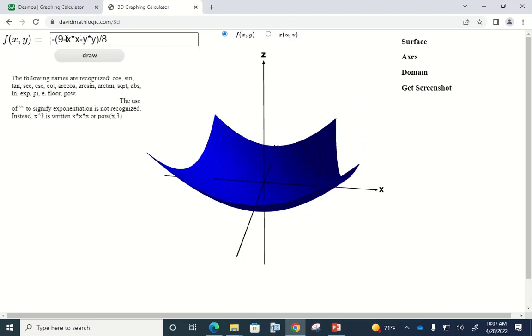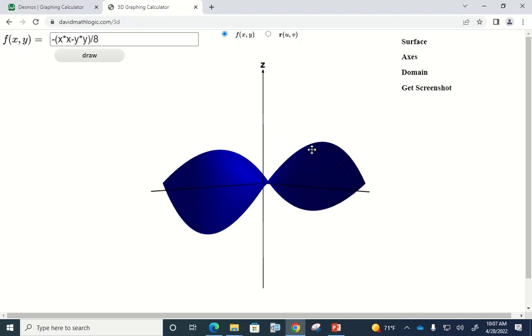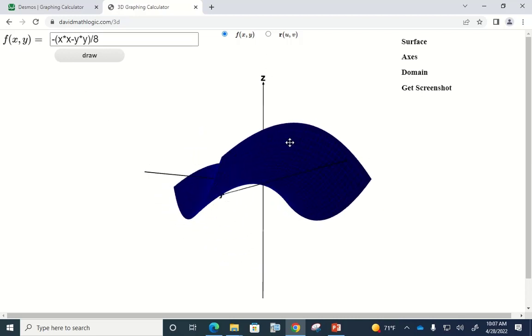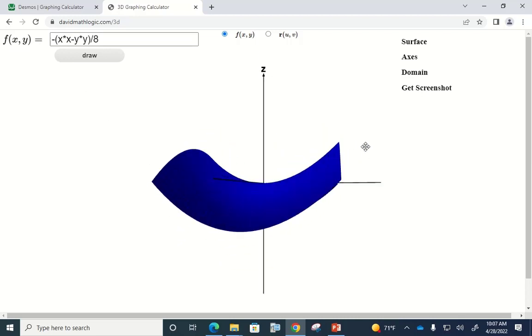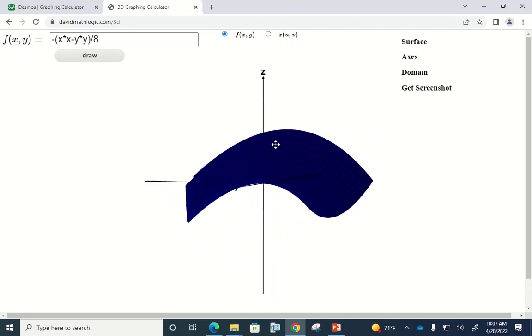But saddle points, that's what I want to look at right now. So yeah, let's get that one. This thing looks like either a horse's saddle or a potato chip, right?